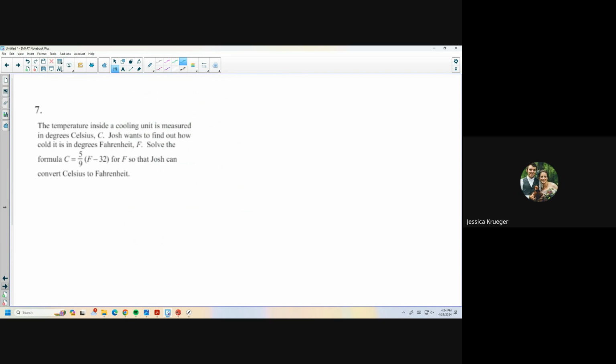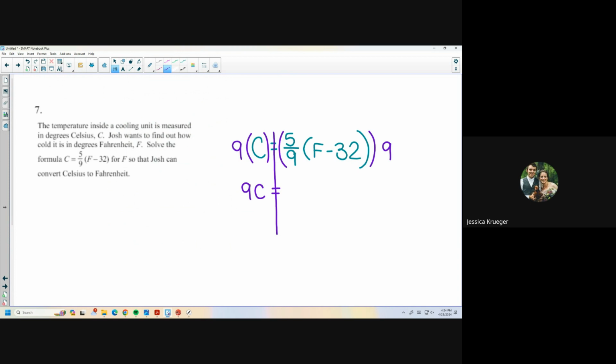This last one, they're asking us to get F by itself. I like to think about getting rid of my denominator first. So I'm going to go ahead and multiply both sides by 9. See if you can pause the video and figure out what will be left on the right-hand side. These 9s will cancel, so I'm left with 5 times F minus 32.